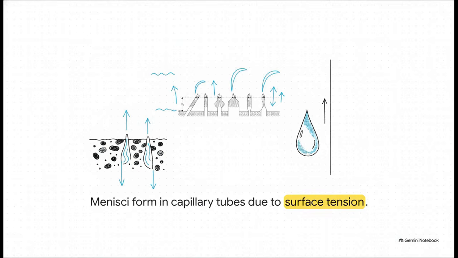Picture inserting tiny glass capillary tubes into a pool of water. Because of the intense attraction between the water molecules and the walls of the tube, combined with the surface tension at the air-water interface, tiny curved surfaces form at the top. We call these menisci. These menisci act just like tiny suction cups, pulling the entire water column upward into negative hydrostatic pressure. So the water isn't being pushed from below at all. It is literally being pulled and held in tension from above.